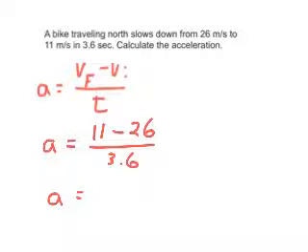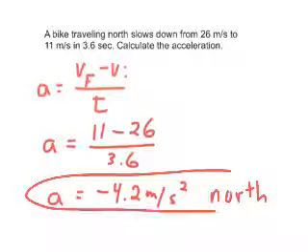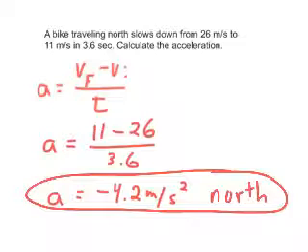So the acceleration is going to be 15 divided by 3.6. So that comes out to be negative 4.2 meters per second squared. That usually indicates something that's slowing down. Slowing down here in the north direction. The interesting thing about that, and that's the answer, negative 4.2 meters per second squared north.